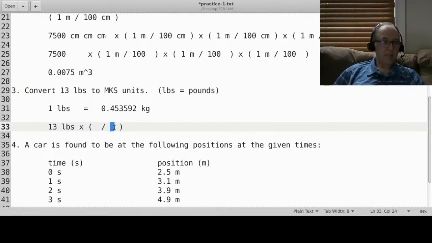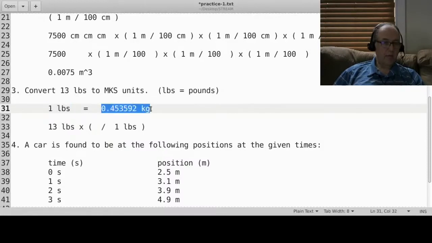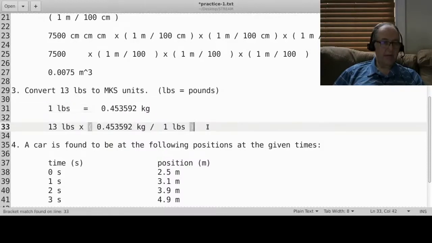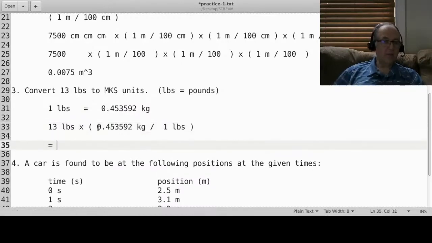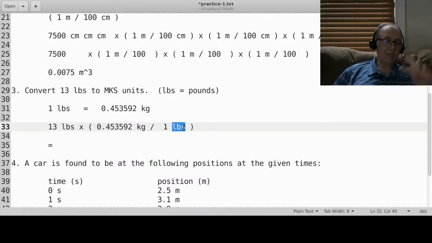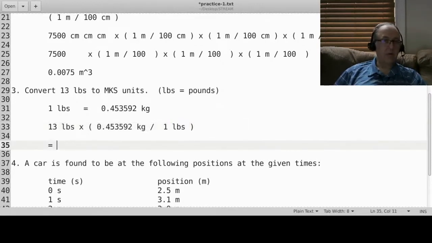And we want pounds in the denominator here to cancel out the pounds in the numerator there. So we'll put the 1 pound in the denominator there. We'll put the number of kilograms in the numerator there, like that. So that was very easy to do. And the pounds will cancel. If you accidentally make the fraction the other way around, it won't cancel. So make sure that the pounds cancel, and bring out your calculator.